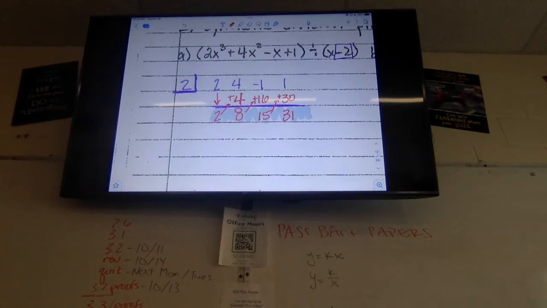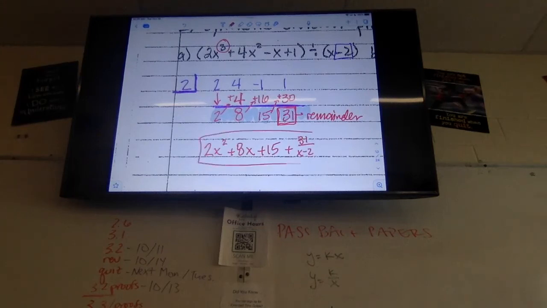Now my answer comes from here, right? The last number is your remainder. So sometimes I put him in a box to remind myself that's the remainder. And then I have these other coefficients, 2, 8, 15. My x value that goes with 2 is 1 less than the value I started with. So if it was x to the third, now it's going to be x squared. So 2x squared plus 8x plus 15, and then plus my remainder, 31 over x minus 2. Does that seem on par for what you guys remember?